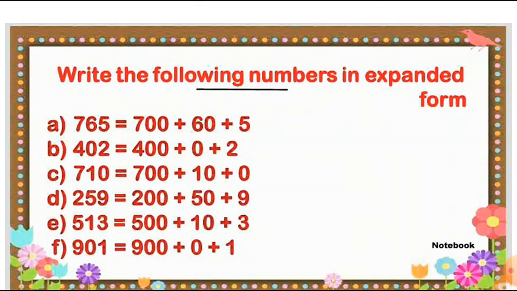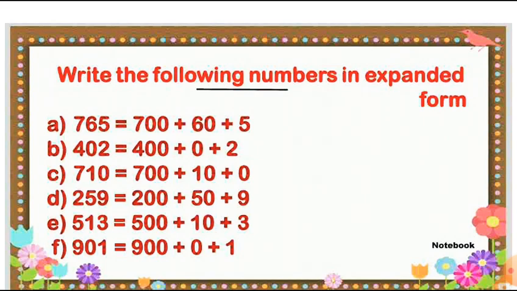The questions were based on the expanded form of numbers, isn't it? The first question was 765. How to expand the number 765? Yes, 700 plus 60 plus 5. Then the second number, 402. First you have to write the place value of 4, that is 400, plus the place value of 0, that is 0, plus the place value of 2, that is 2. So 400 plus 0 plus 2 is the expanded form of 402.